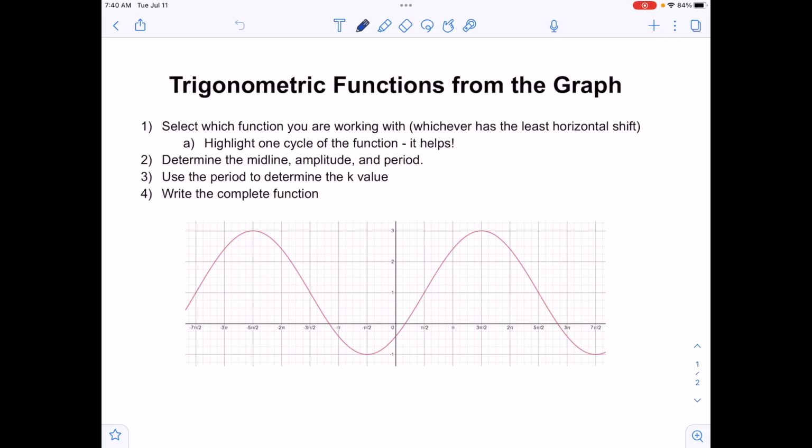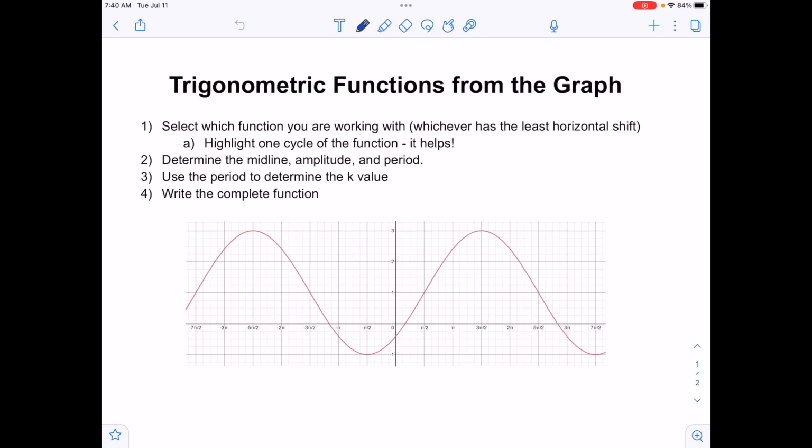Okay, so today we're going to be talking about how to write the equation of a trigonometric function when you are given the graph. This is sort of the last step in our puzzle here. We've talked about graphing from the equation, and we've talked about writing equations and graphing using the transformations, and now here we are, and we've been given the graph, and we need to figure out what the function is.